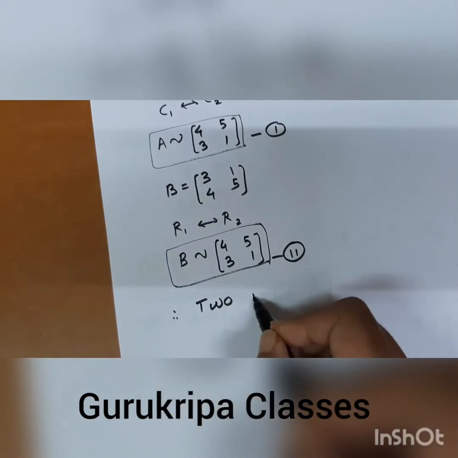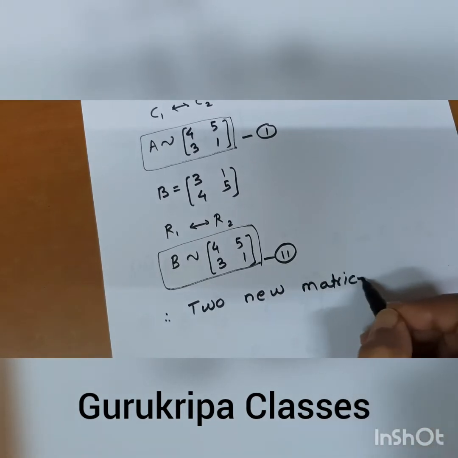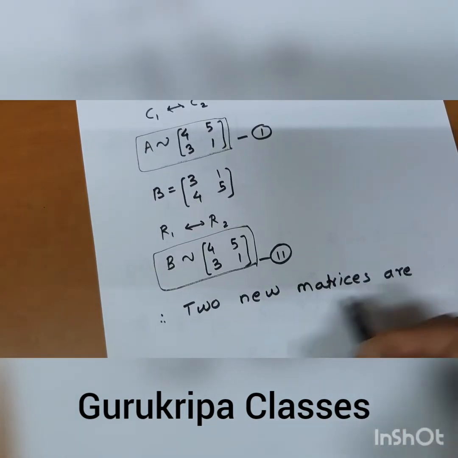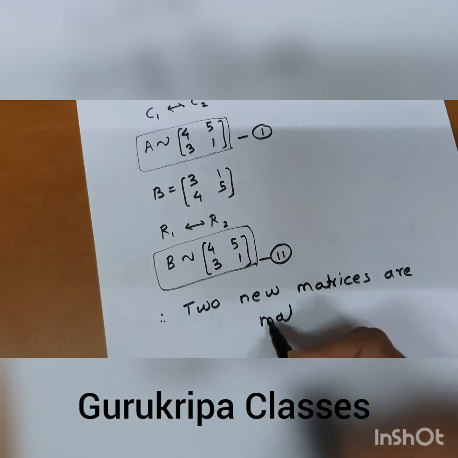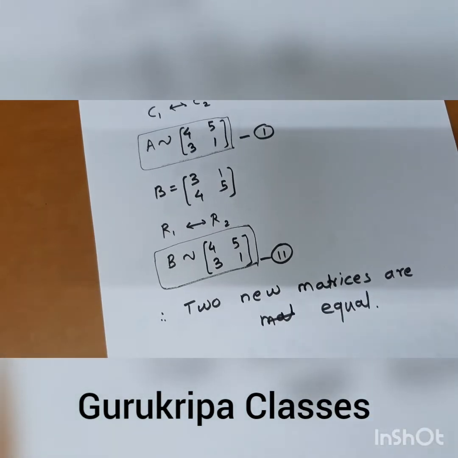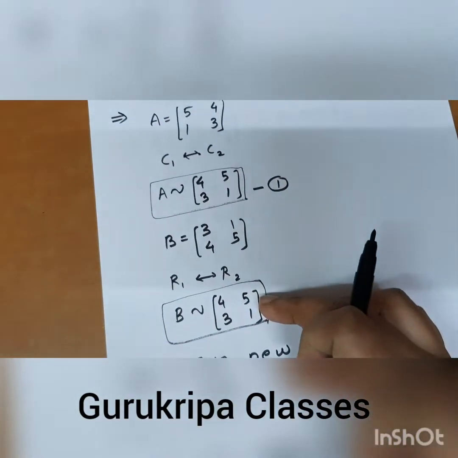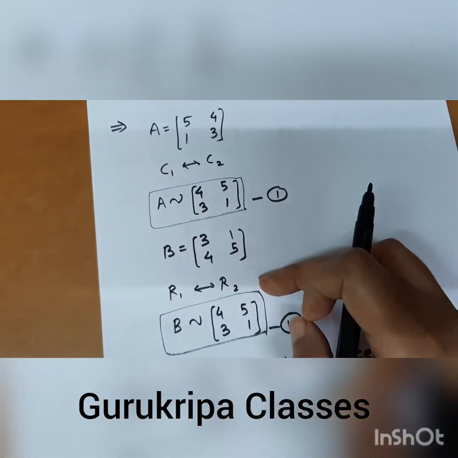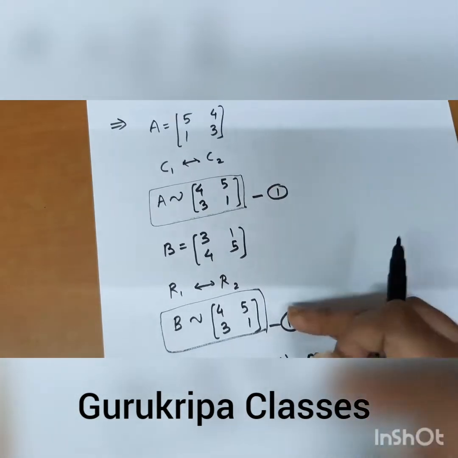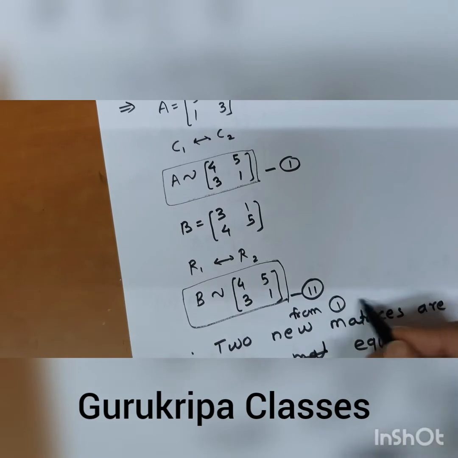Therefore, two new matrices are equal. Why new? Because we have transformed them using these operations which are given in the example. So these two new matrices are equal. Here we'll write from 1 and 2.